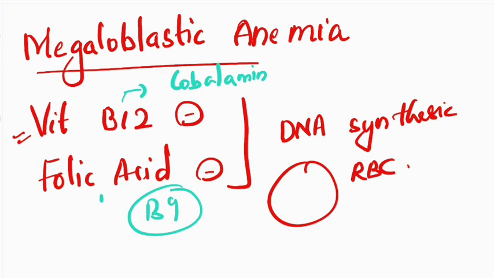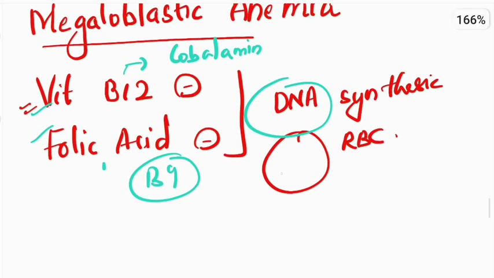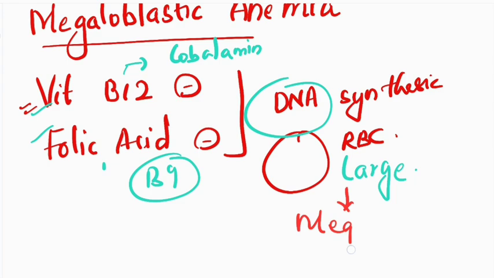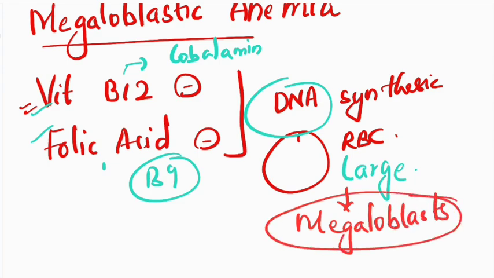Okay, so if either vitamin B12 or folic acid is deficient, DNA in the RBCs cannot be made properly. The cells cannot divide normally, so the cell will keep getting bigger, but it'll try to divide, but it cannot divide. So as a result, what you're gonna see is abnormally large RBCs, right? And these abnormally large RBCs in the bone marrow have a name called megaloblast.